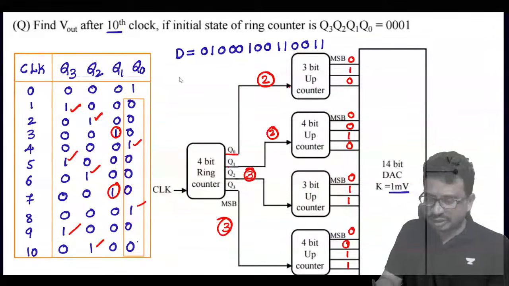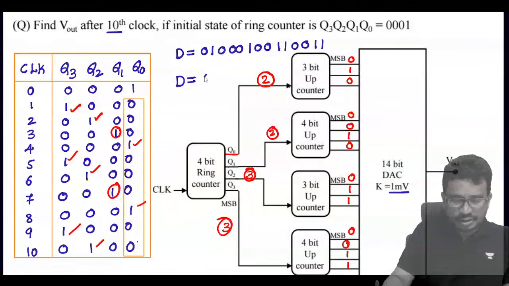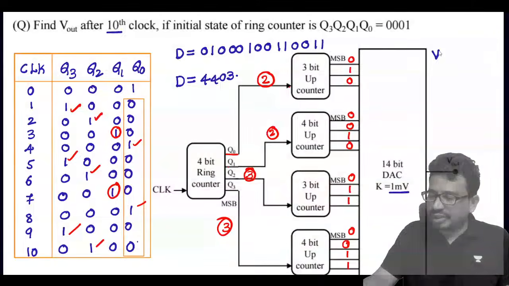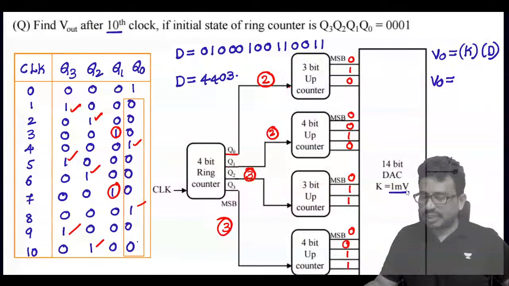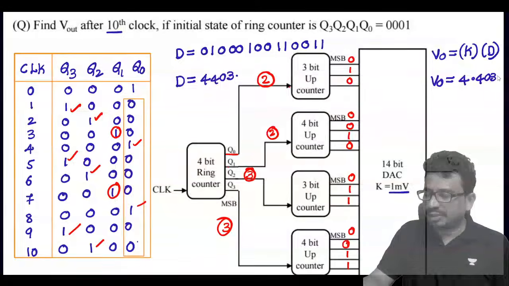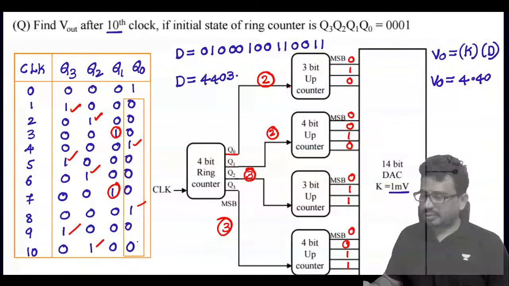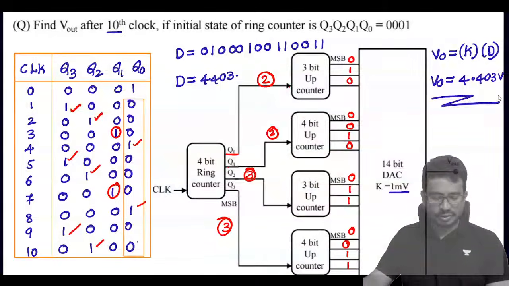Now what is the decimal, how much is the decimal equivalent of this value? That is 4403. Check this. So finally we got this V0 equal to what? Tell me now, K resolution into decimal equivalent. So V0 is equal, this is 1 milli. So if we multiply this here, 4.403 volts. This is the output voltage.